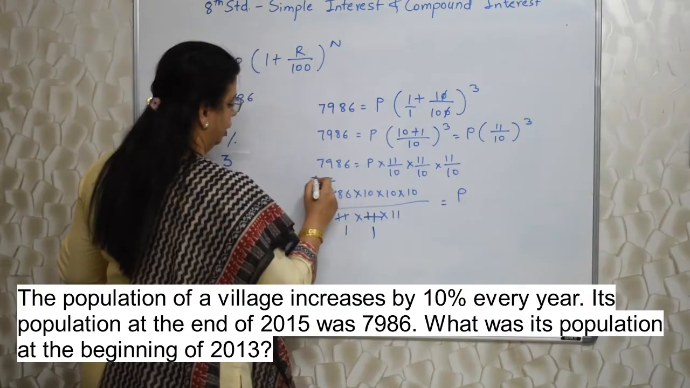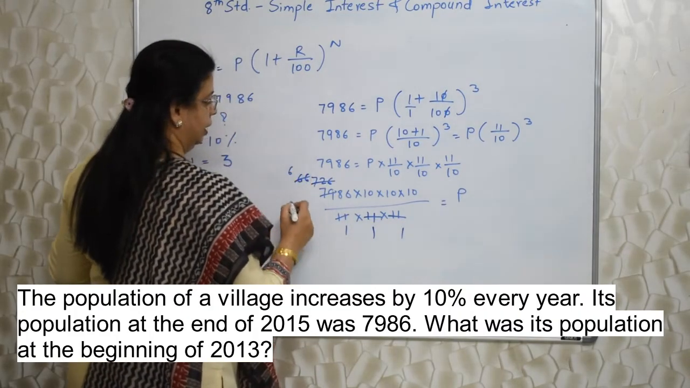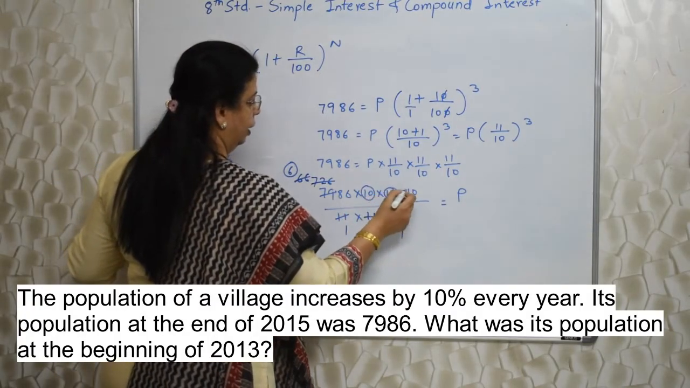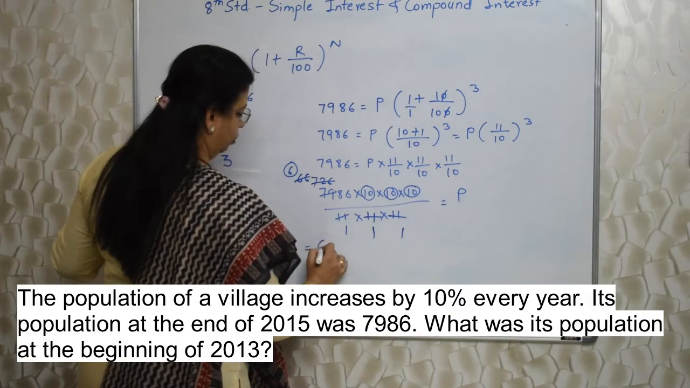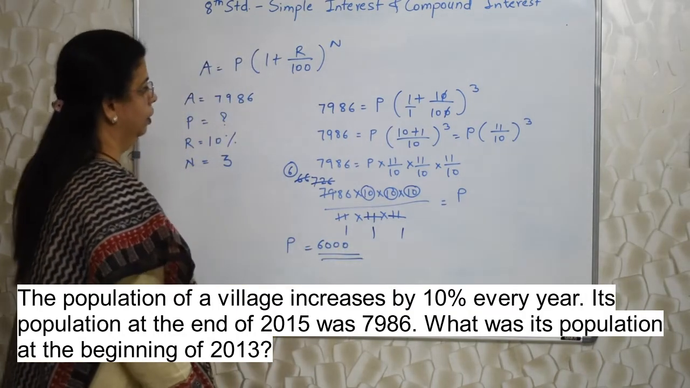So 11 ones are, 11 6s are, then again 6 are. 11 ones are, 11 6s are. 6 into, see, 6, 10, 10, 10. So it is 6000. Answer is P is equal to 6000.